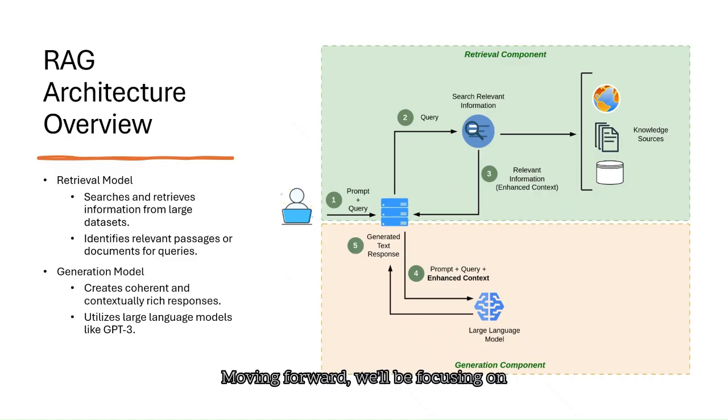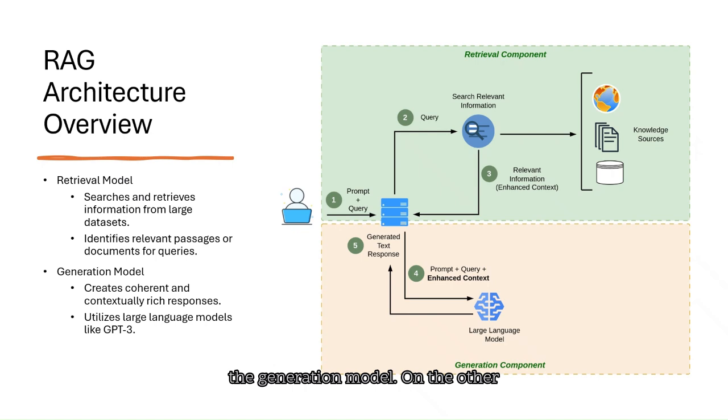Moving forward, we'll be focusing on the RAG architecture. This is a framework that creates synergy between two vital components. First, the retrieval model. This component specializes in searching and retrieving relevant information from extensive data sets such as documents, articles, or databases. It identifies passages and documents that contain information related to a user query.